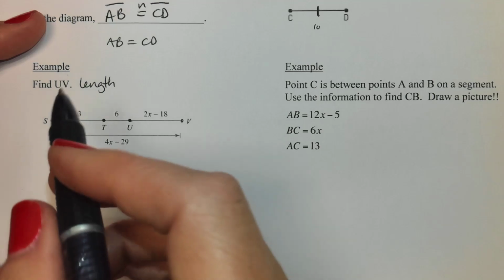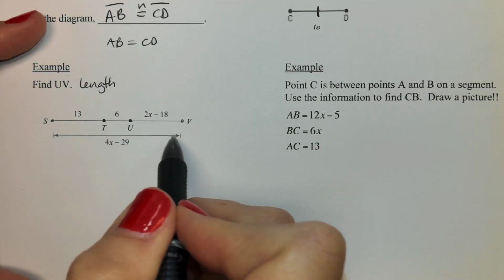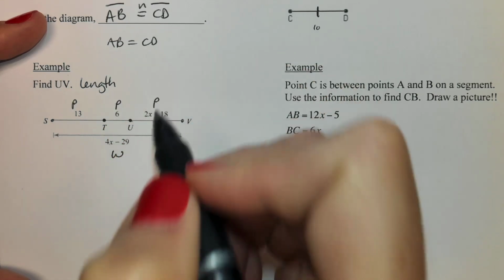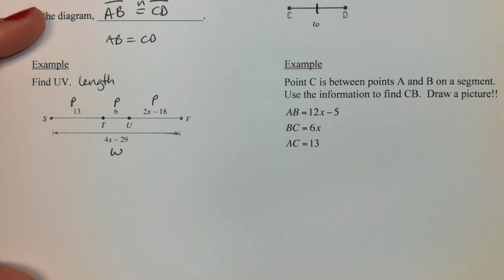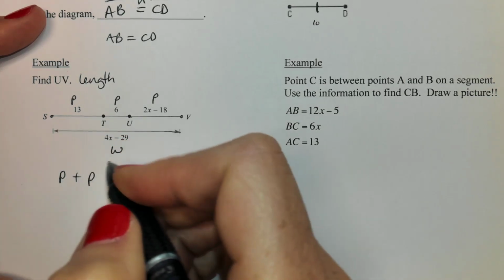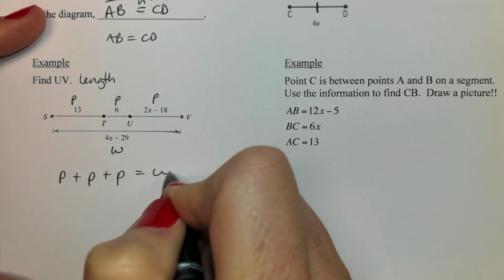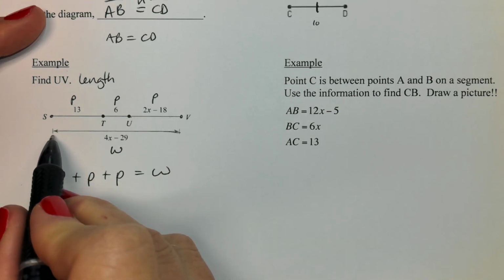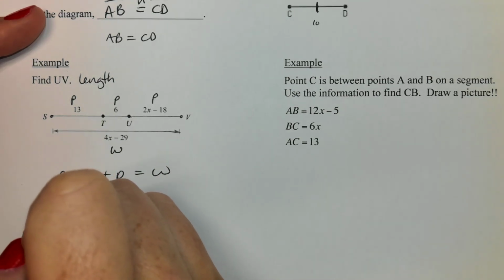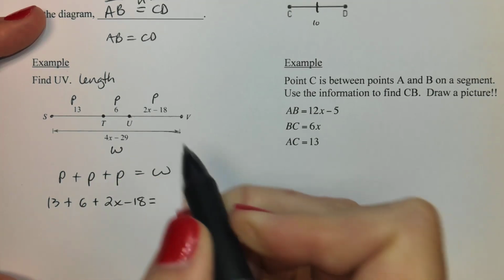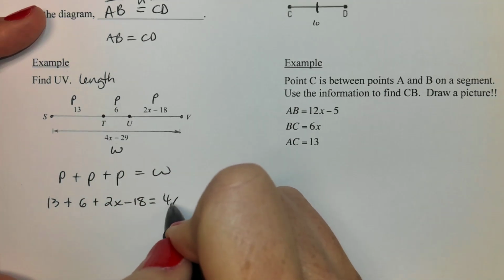This one's kind of interesting. They give me the whole thing from end to end, but they gave me a few more parts than normal. This one's got 3 parts. No big deal. Same thing happens. It is part plus part, and in this case, plus 1 more equals the whole. So it's just all the pieces add up to make the whole thing, no matter how many pieces you actually have. So 13 and 6 and 2x minus 18 equals, and then our whole is this thing.